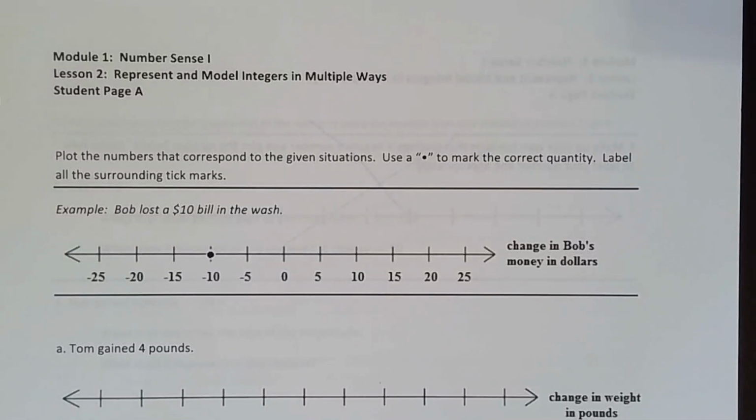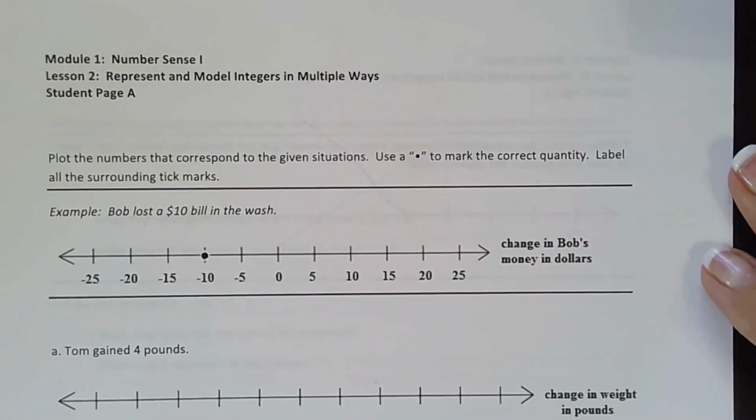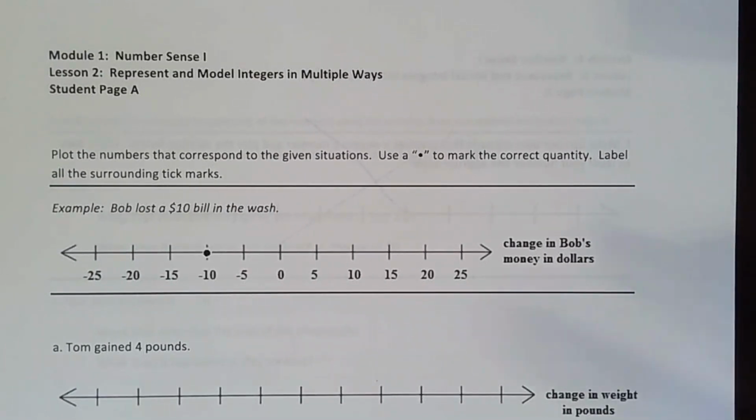Welcome back. So we're ready for our second section, Module 1, Lesson 2. In this section, we're going to learn about different ways to model positive and negative numbers. We're going to use number lines, we're going to use chips, we're going to use money, and then last we're going to use the rules, which most of you were taught when you were in school.